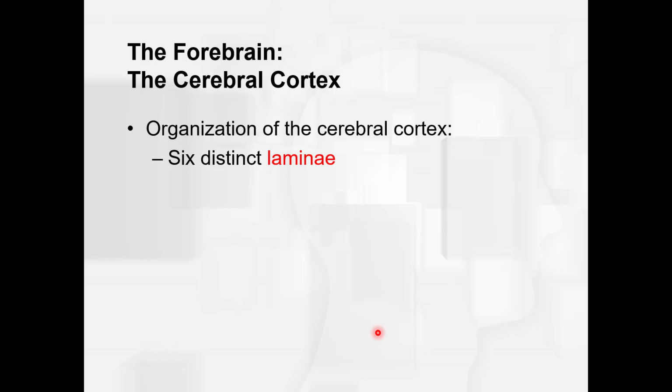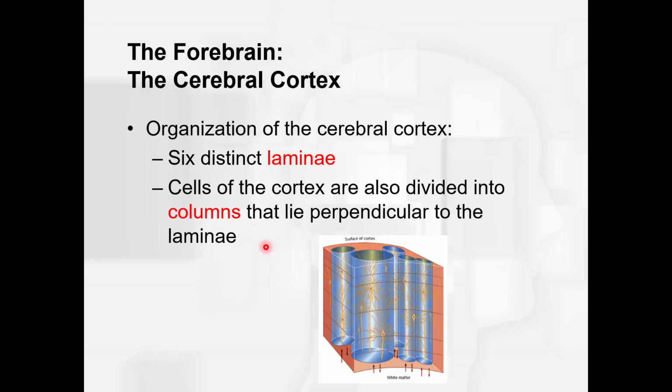So we have the 6 distinct laminae, or layers. We also have columns that lie perpendicular. So if you were to take your hand and then take like a toilet paper roll and put that up against the bottom of your hand, those are the columns. And so within that column, you're going to have each of those 6 layers.